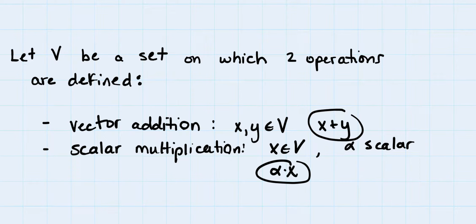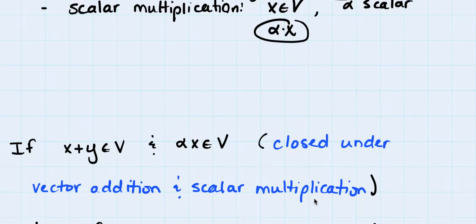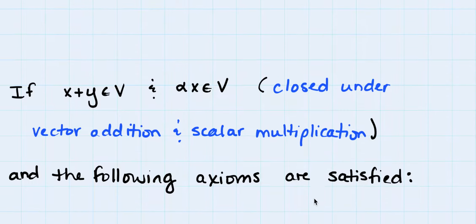Last time we gave the definition of a vector space. Let's review it real quickly. We said that if we have a set V that has two operations defined, one being vector addition and the second one being scalar multiplication, and this set satisfies 10 properties.